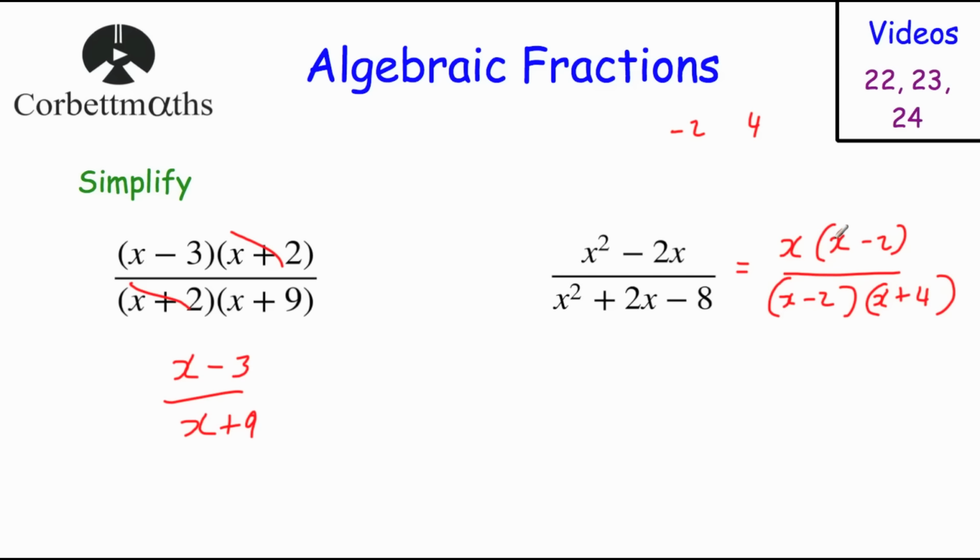And that's great because as you can see, we've got x minus 2 on the numerator and x minus 2 on the denominator. So we can divide both the numerator and denominator by x minus 2, so they'll cancel out. Then you'll be left with x on the numerator, and on the denominator we'll be left with x plus 4. And we don't write the brackets, we just write x plus 4. And that's it.